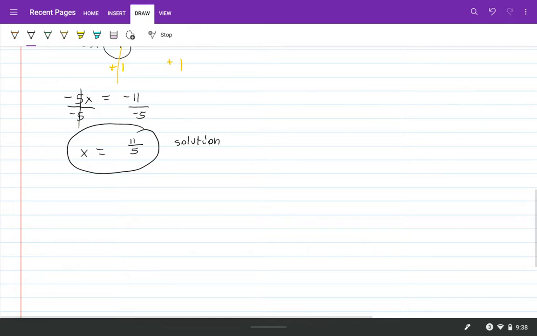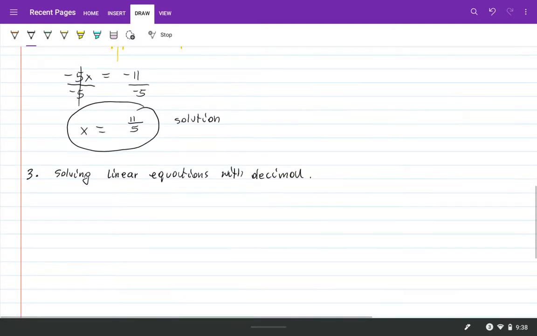I know that another objective in section 1.1 is solving linear equations with decimals. So to solve linear equations with decimals, technically decimals are fractions, so you're solving them the same way. So I'm going to explain that based on one example.